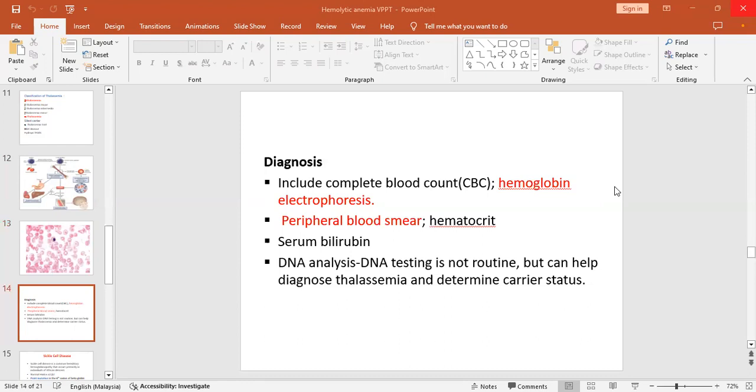The confirmatory investigation used to diagnose a case of thalassemia is hemoglobin electrophoresis. After doing complete blood count and peripheral smear, we can do a hemoglobin electrophoresis, which confirms beta thalassemia. Serum bilirubin levels are increased. DNA testing is not routine but can help diagnose thalassemia and determine carrier status.